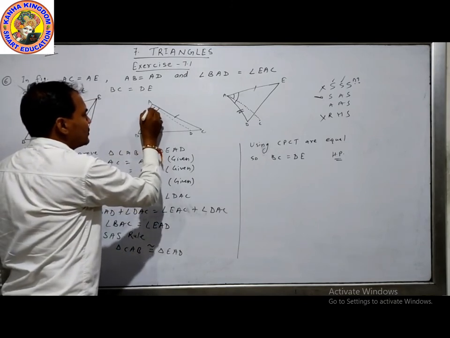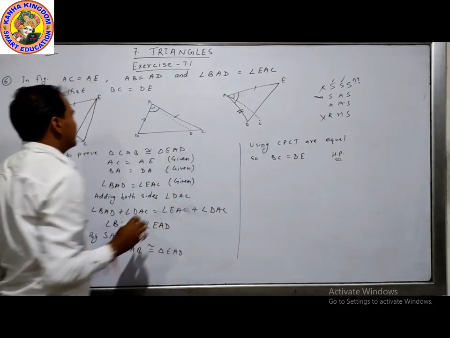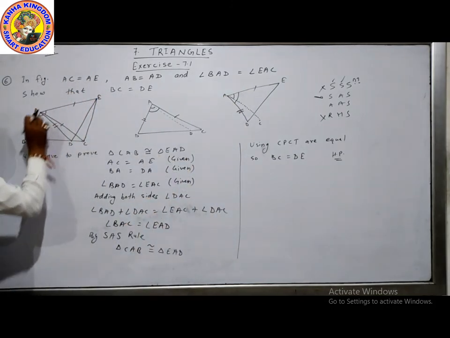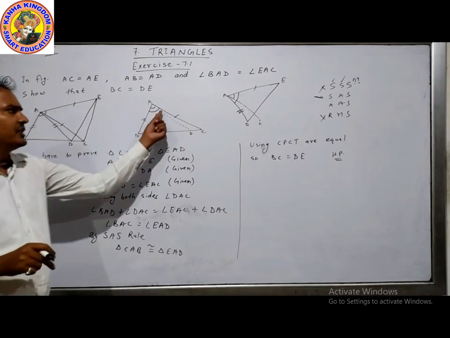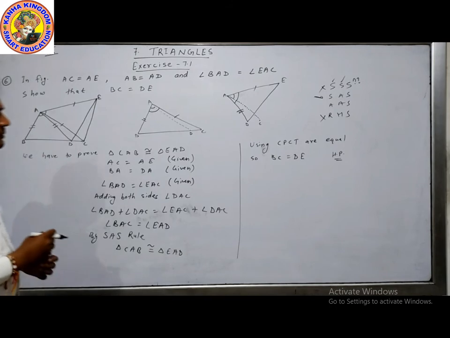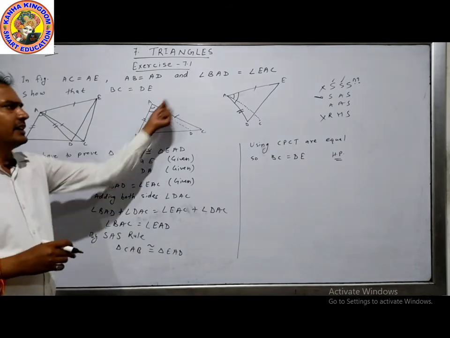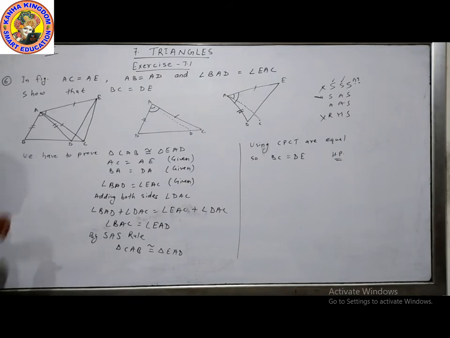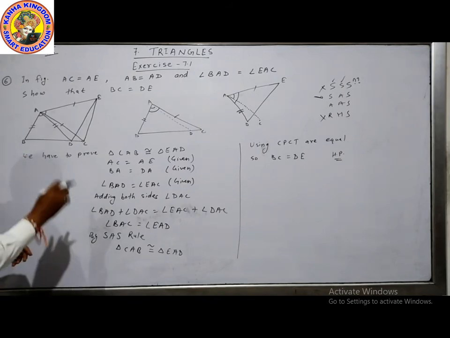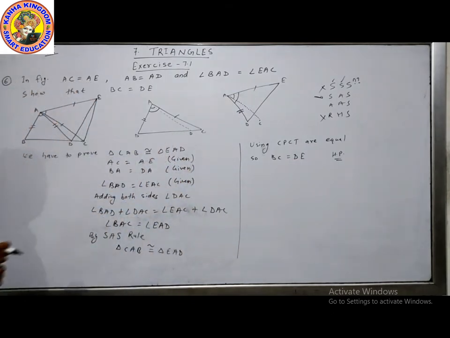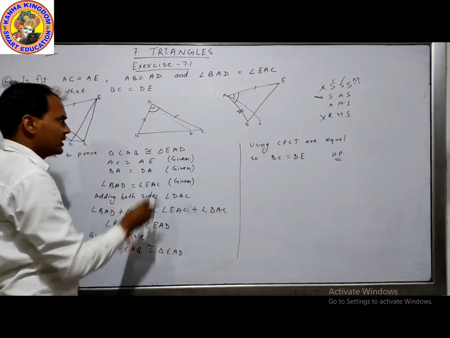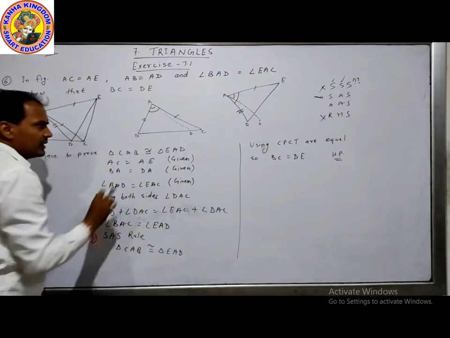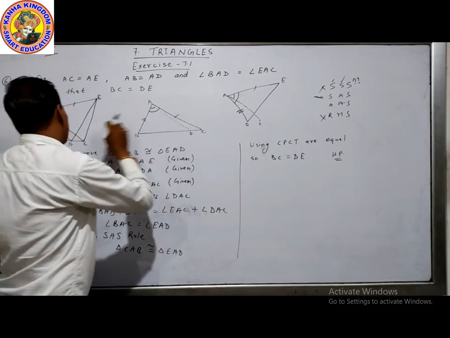We can prove this. In the question, this small angle and the upper small angle are equal. In this diagram, this angle and this angle are equal. There is an angle in common. When we add this angle on both sides, we can prove that the complete angle is equal. So we have to prove that these two triangles are congruent. AC and AE are equal, given in the question. BA and DA given in the question. Small angle A and small angle A given in the question.